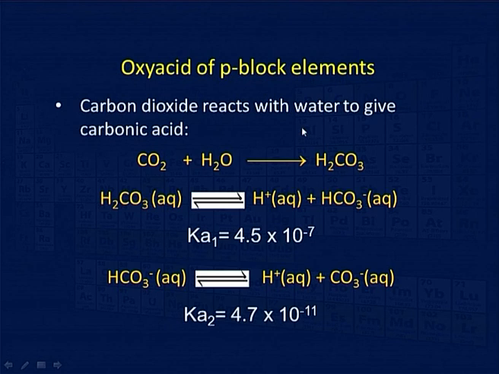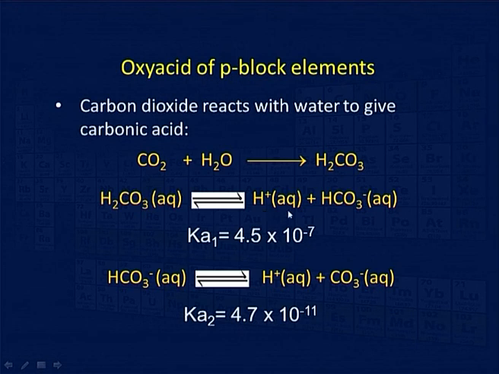Carbonic acid is used in soft drinks, inexpensive and artificially carbonated sparkling wines and other bubbly drinks. It is the only acid excreted as a gas by the lungs of the human body. Carbon dioxide reacts with water to give carbonic acid. This is the reaction of carbon dioxide with water forming carbonic acid, and this is how it gets dissociated.